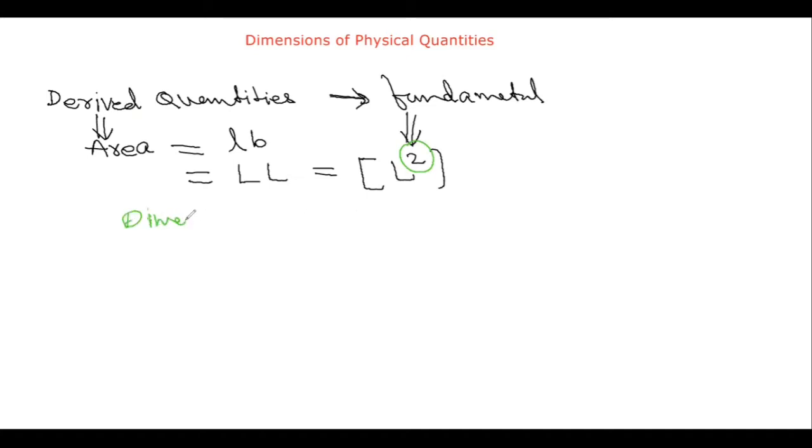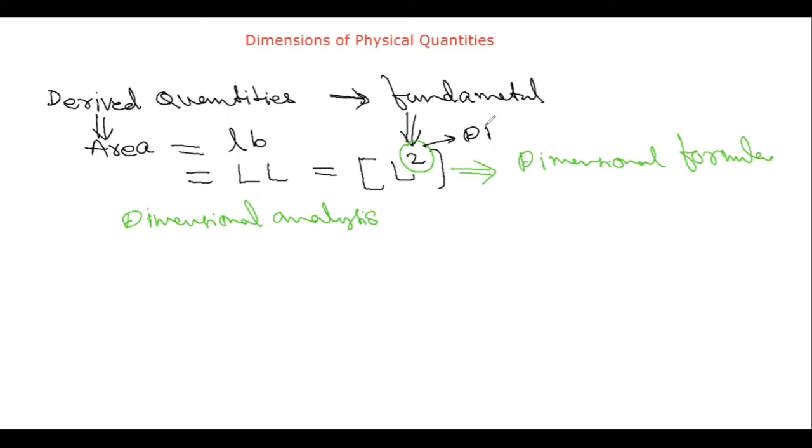Dimensional analysis. And the equation is called the dimensional formula. The method of writing is called dimensional analysis. The derived quantity we are expressing in terms of fundamental, then the powers, it is called dimensions. The formula is called the dimensional formula. This total formula is called the dimensional formula. And the method of writing is called dimensional analysis.